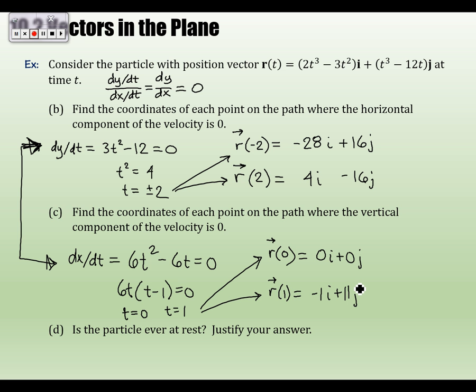And justify. It's not ever at rest because the vertical and horizontal components are never equal to 0 for the same t. Right, yeah. Is that clear in everyone's mind? If that were to happen, and that could easily happen, if up here we got the answer 0 and 2, and down here we got the answer 0 and 1, then at 0 the particle is at rest because it's settled in both the x and the y direction, right? Okay.